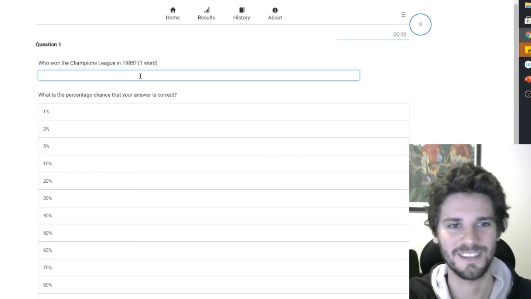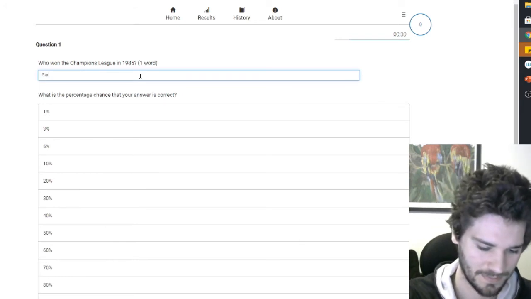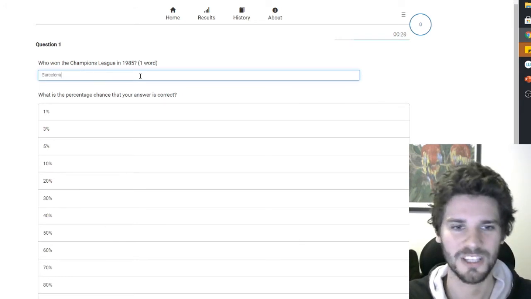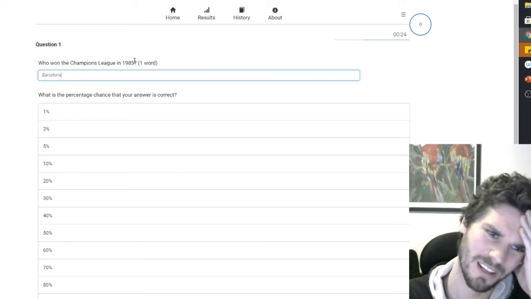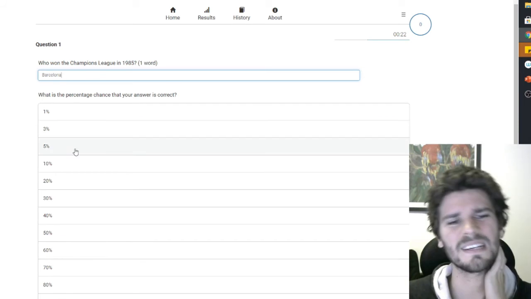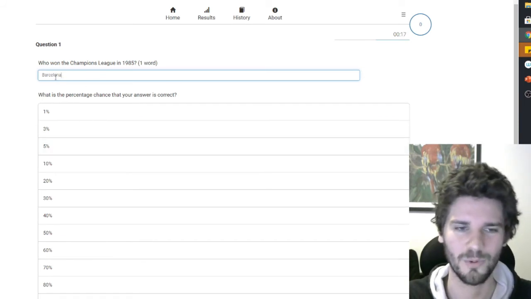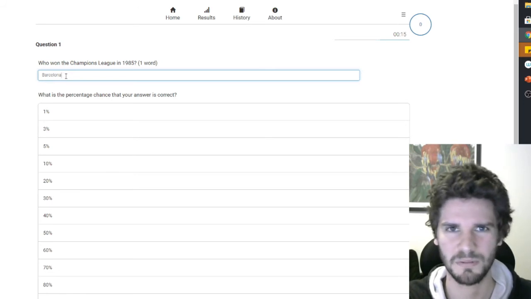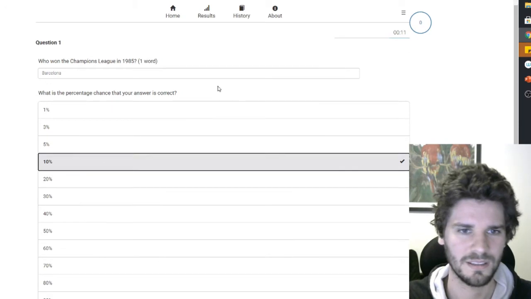Who won the Champions League in 1985? Well, my best guess is going to be Barcelona, because they won it a whole bunch. Okay, what teams could plausibly have won it? It's probably less than 20, I think Barcelona has definitely won more than 1/20th of the Champions Leagues, but probably less than a 10th. So I think 10% is going to be the best guess here.